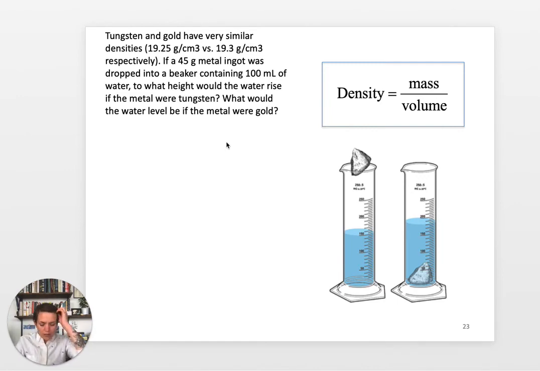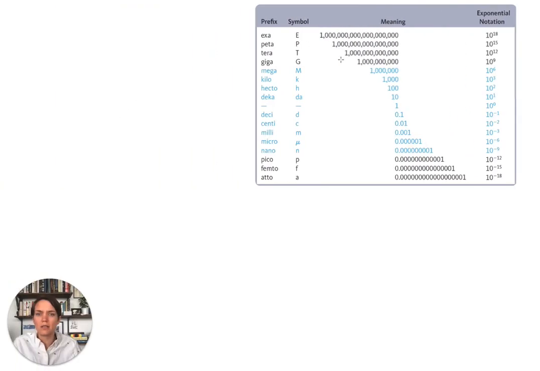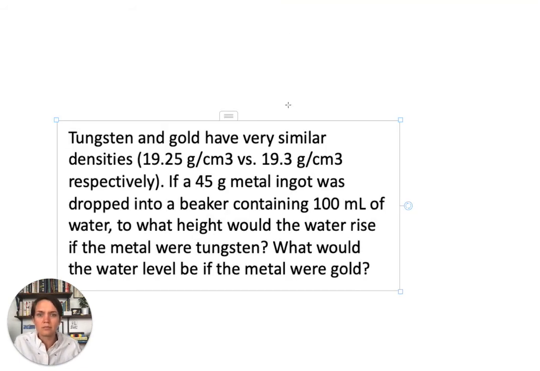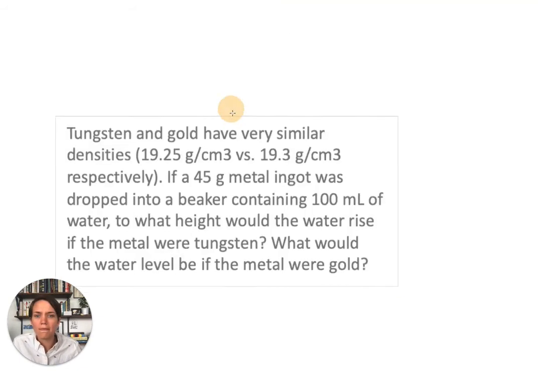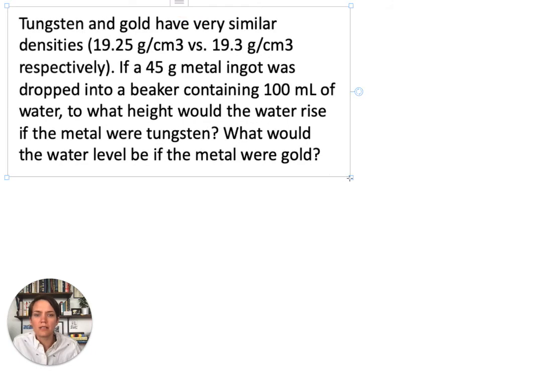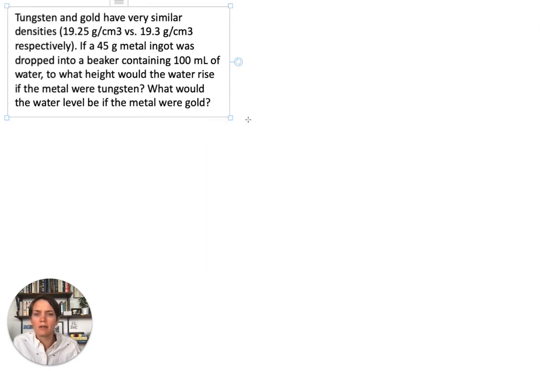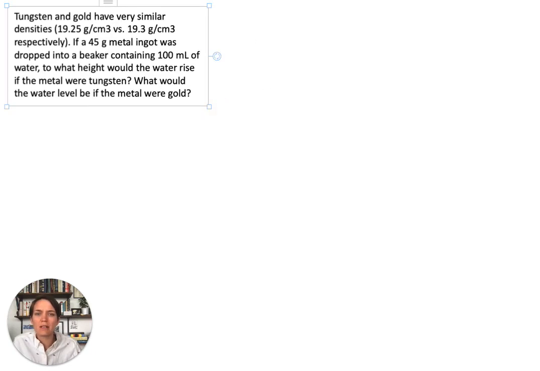Okay, so this is a really great opportunity to just kind of talk a little bit about our problem-solving strategies. And actually, I'm going to use my other program to work through this. Give me a couple seconds here. That way we don't have to worry about the words disappearing on us. Okay. So tungsten and gold have very similar densities, blah, blah, blah.